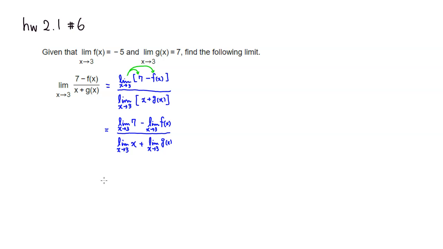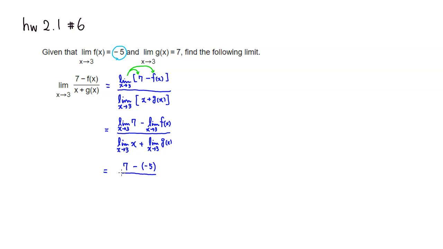What's the limit of a constant 7 as x approaches 3? You can see that 7 is a constant function, so it never changes its value. It's always 7, so the limit is going to be 7. Then minus the limit of f of x as x approaches 3, which is given to be -5 up here. So we plug that in and put the -5.